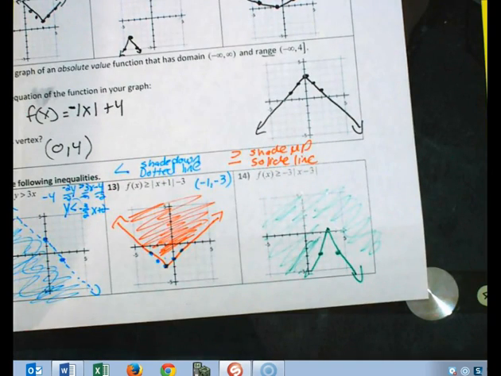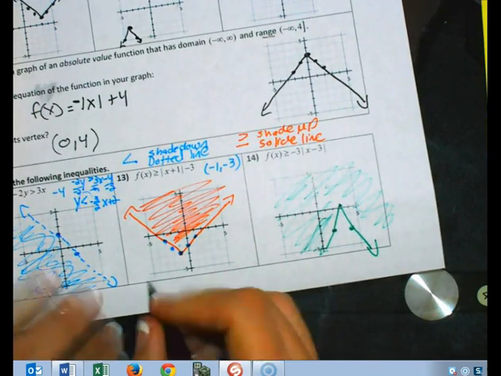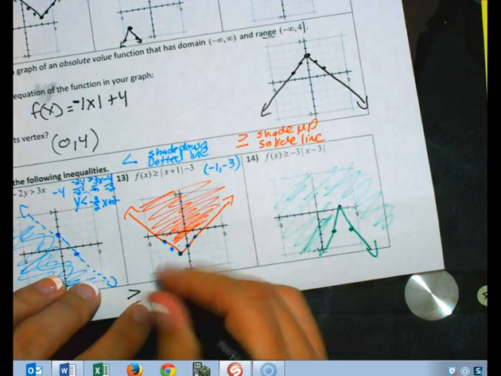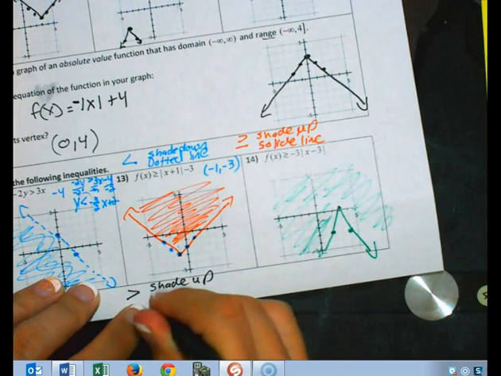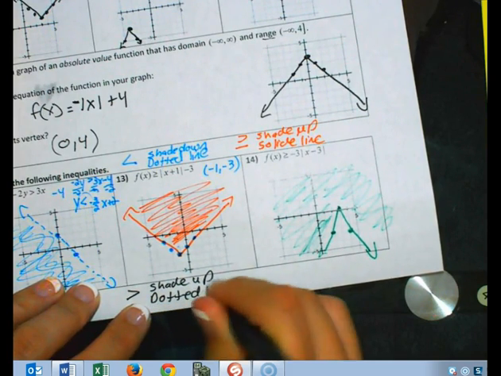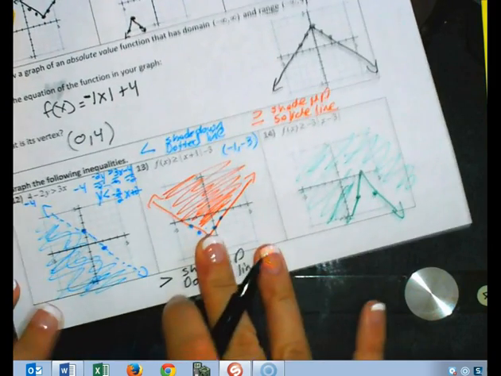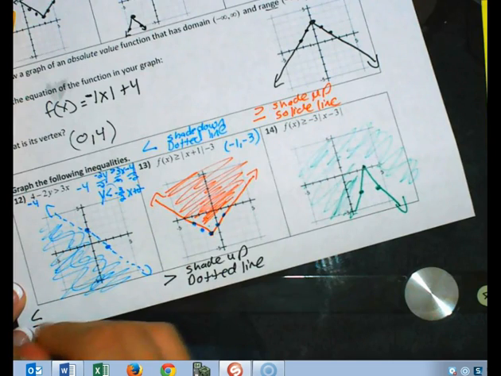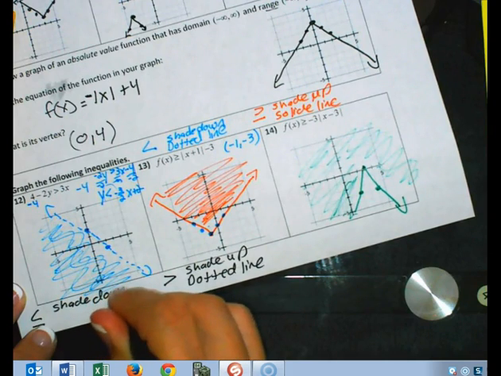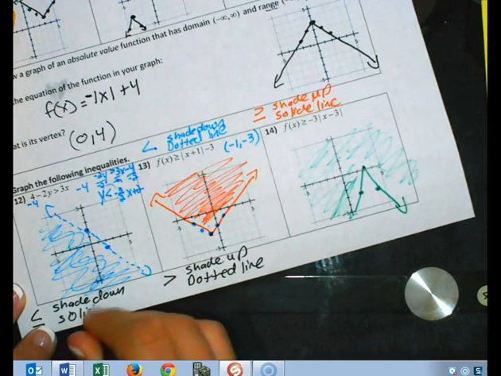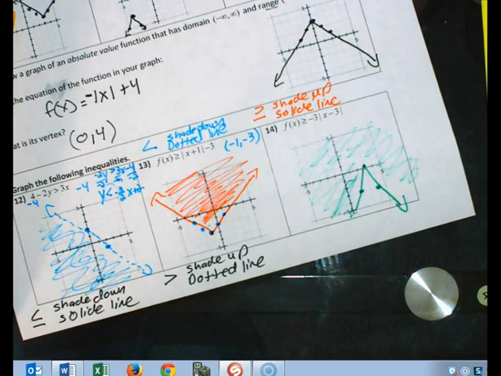All right, the symbols that we didn't go over, just so you can review them. We have the greater than sign, which is going to be shade up with a dotted line. And then the last one is less than or equal to, which is shade down with a solid line. You need to know all of those. Okay, that's it for this video.